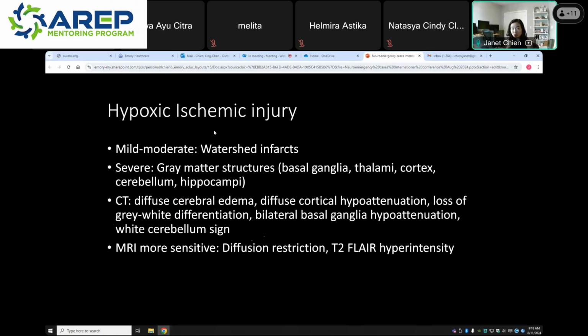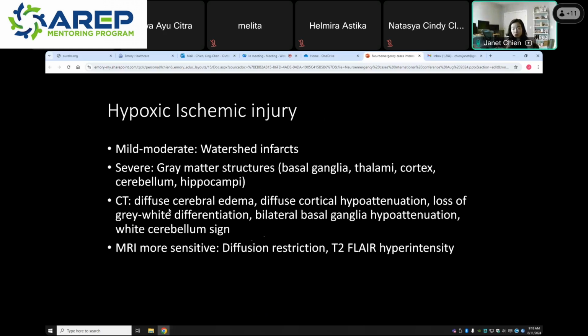So this is an example of hypoxic ischemic injury. When you've got mild to moderate hypoxia, you can see watershed infarcts. But when you have severe hypoxic ischemic injury, you start seeing hypodensities involving your gray matter structures, like in our case, the basal ganglia. You can also see it in the thalami, the cortex, cerebellum, and hippocampi.